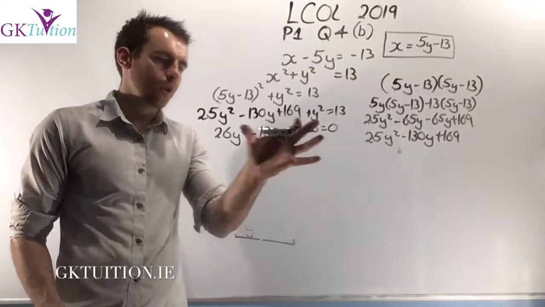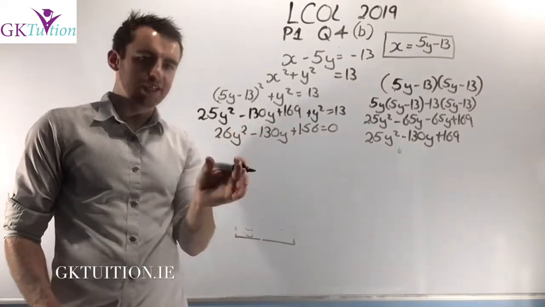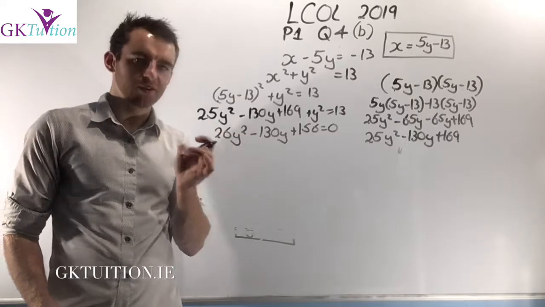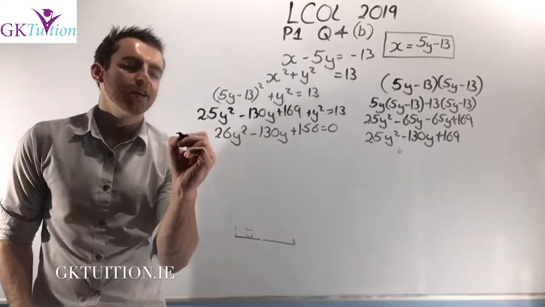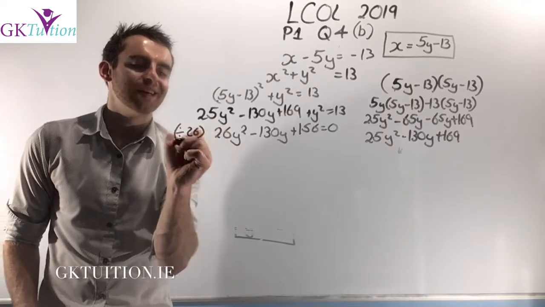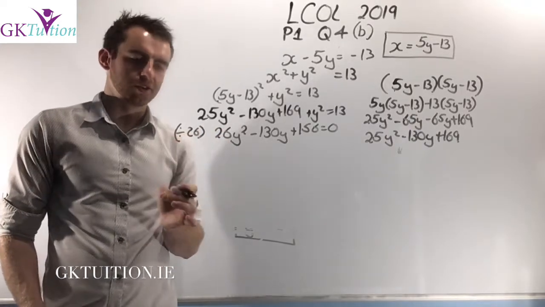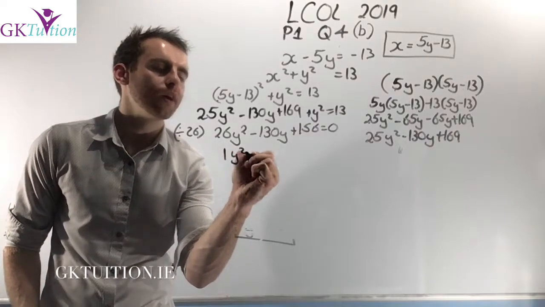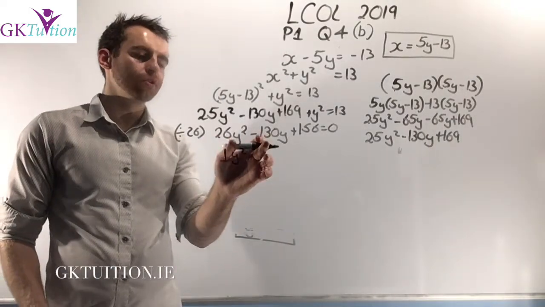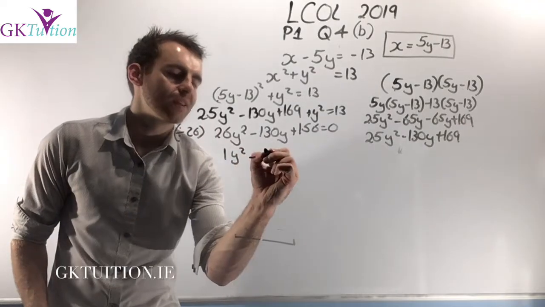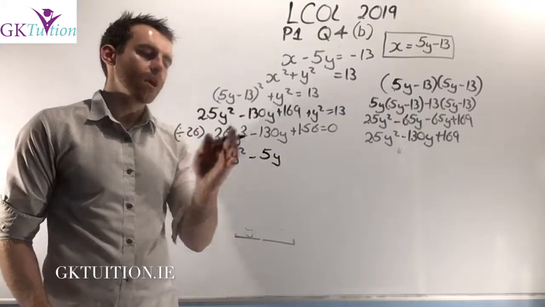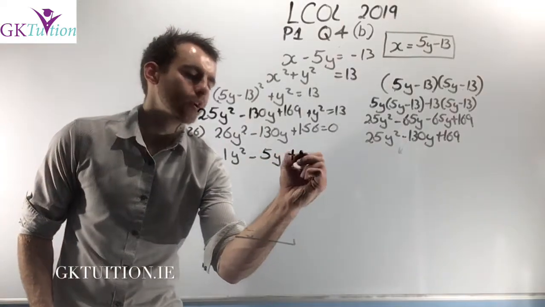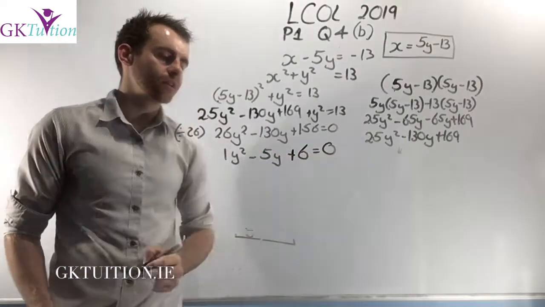Now the numbers are colossal here. Clearly, it's going to be incredibly difficult to factorize this. So what you need to realize is there's a common factor that I can divide everything by. I can divide everything here by 26, and then the numbers are going to be a lot nicer. 26 divided by 26 is 1y squared. Minus 130 divided by 26 is minus 5y. And plus 156 divided by 26 is plus 6. And that's equal to 0.